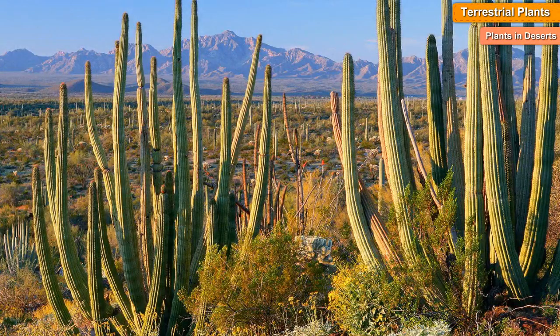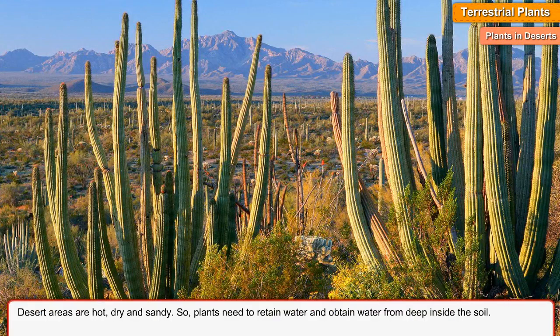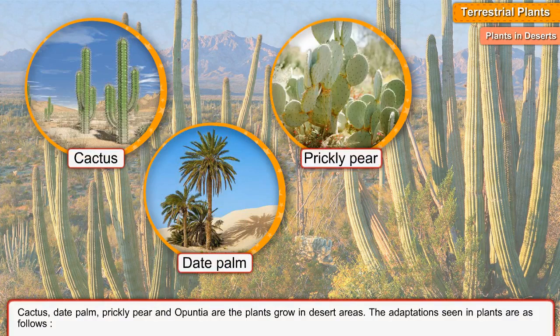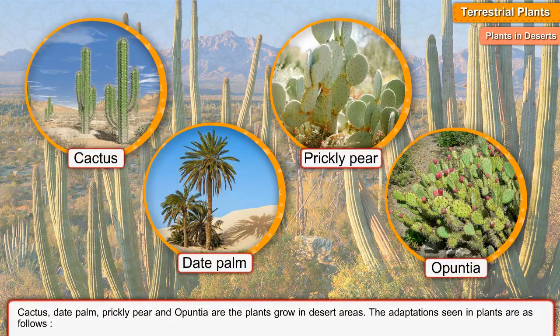Plants in deserts. Desert areas are hot, dry, and sandy. So, plants need to retain water and obtain water from deep inside the soil. Cactus, date palm, prickly pear, and opuntia are plants that grow in desert areas. The adaptations seen in plants are as follows.